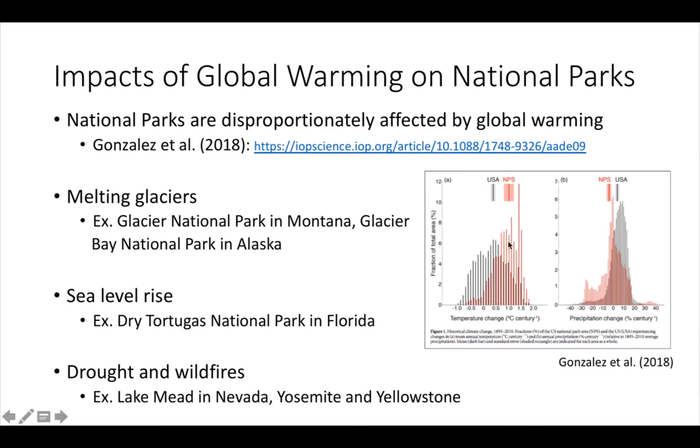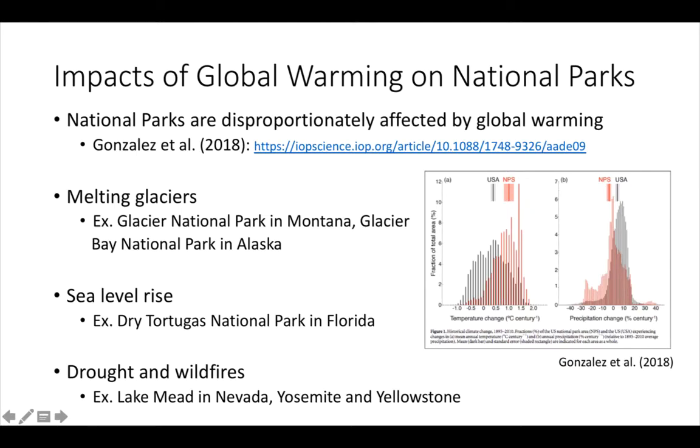This figure shows what he was talking about, and it's a little bit hard to tell. It's a very scientific graph. Scientists love making complicated graphs, but basically these red lines here show a warmer temperature distribution for our national park system than for the average United States. So that means that national parks are experiencing faster warming temperatures than the average land in the United States.